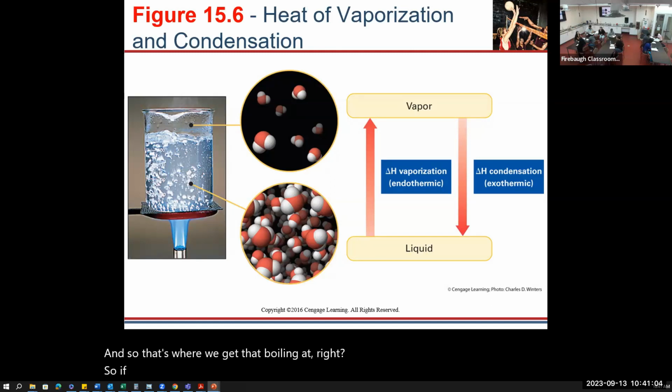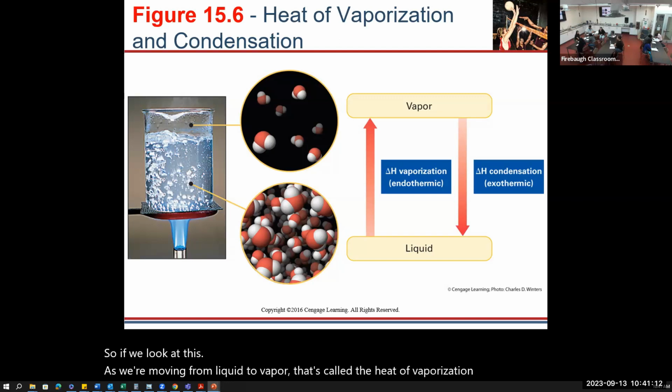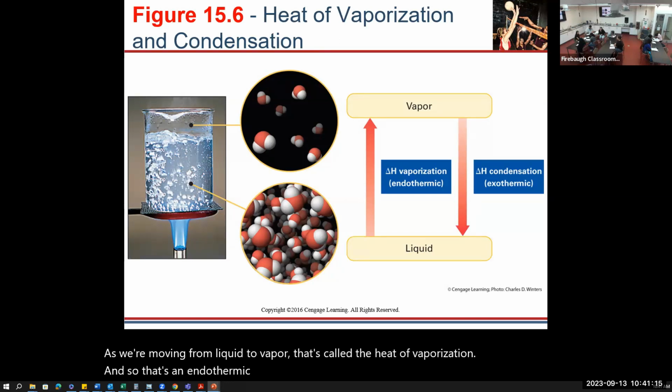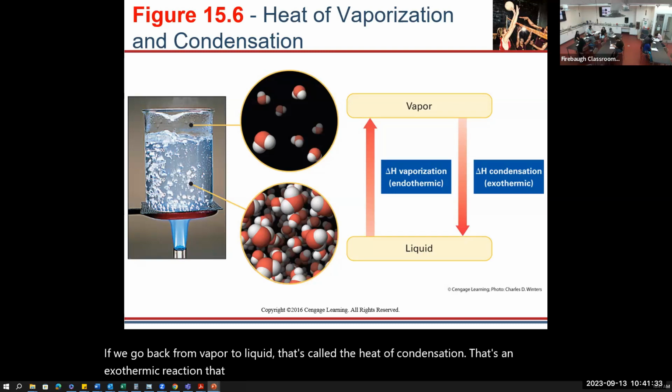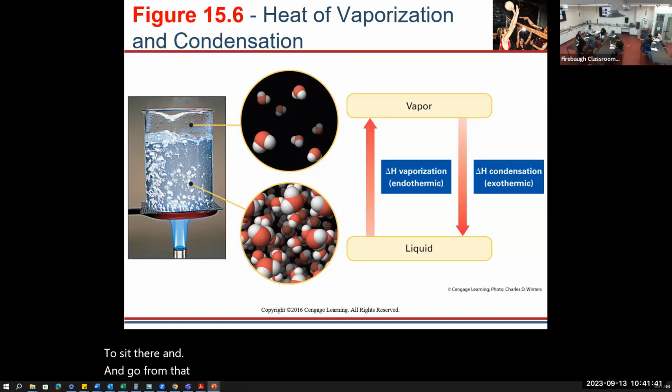So as we're moving from liquid to vapor, that's called the heat of vaporization. That's an endothermic process because we have to put energy in to make that happen. To change liquid to vapor, we're putting energy in. Now, if we go back from vapor to liquid, that's called the heat of condensation. That's an exothermic process. That basically means that energy has to be released to go from that stage.